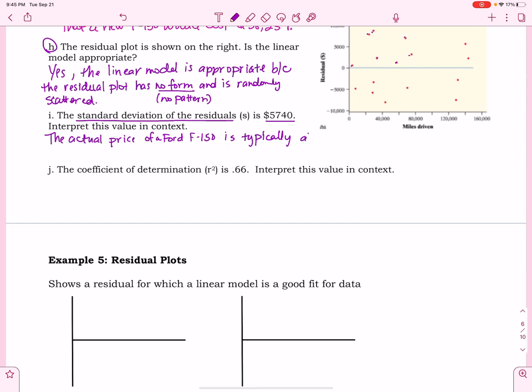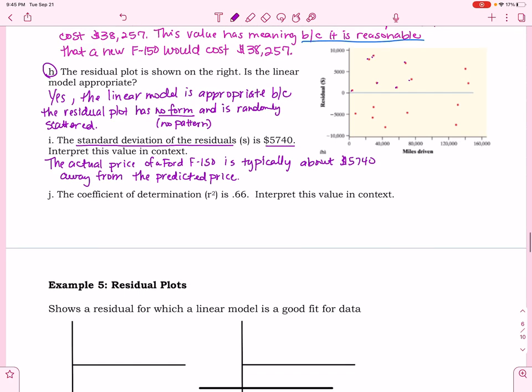It's typically about $5,740 away from the predicted price. And you can see this if you look at your residual plot, okay? Because it's easier to look at it when it's their vertical distances, when this line is straight right here.